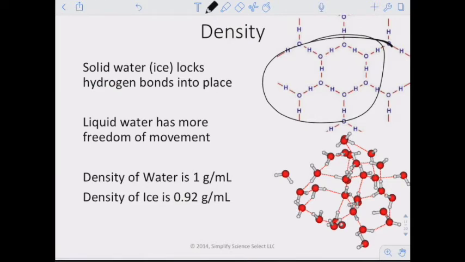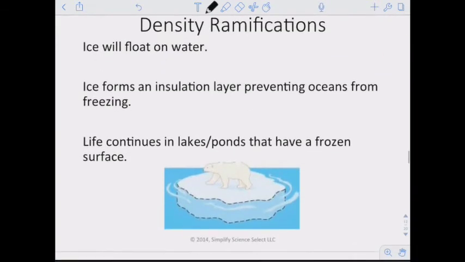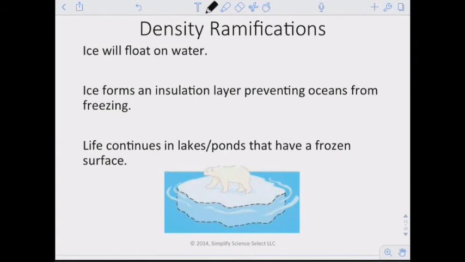So liquid water has more freedom to move. Solid doesn't. Locks it into place, more volume, and we know that density is mass over volume. So if we increase our volume, we're going to have a lower density. Now, the ramifications of density. Ice will float on water.